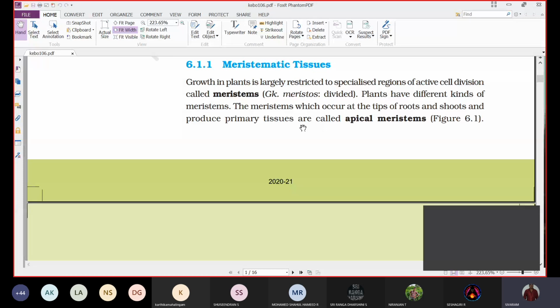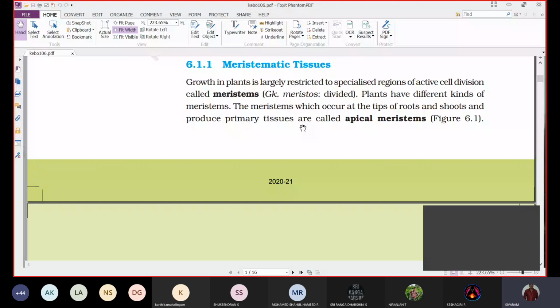And that tissue we call apical meristem, because it is present at the apex, that is at the tips, and helps in the growth of the stem. So in plants, the growth occurs only at the tips, unlike animals.